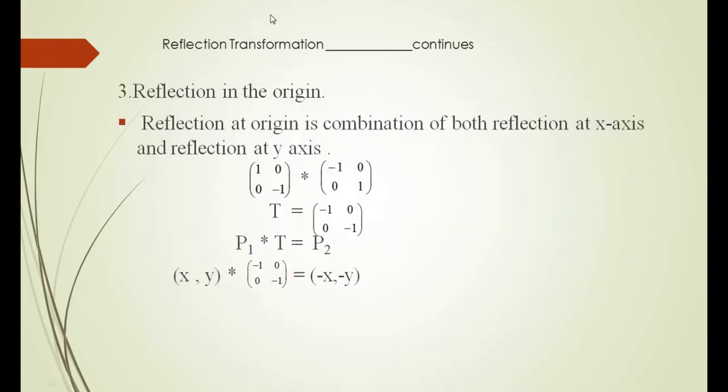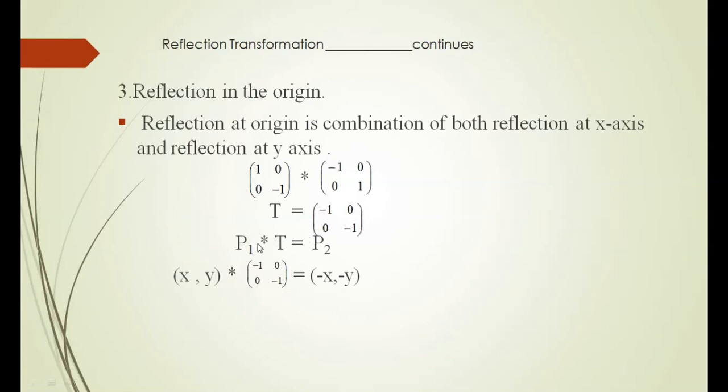Then the third one is the reflection in the origin. Reflection at the origin is the combination of both the reflection at the x-axis and the reflection at the y-axis. That is, the x-axis matrix, 1 0 0 -1, is multiplied into the reflection at y-axis matrix, that is -1 0 0 1, and T is equal to, when we multiply these two matrices, we get the result, that is T is equal to -1 0 0 -1.